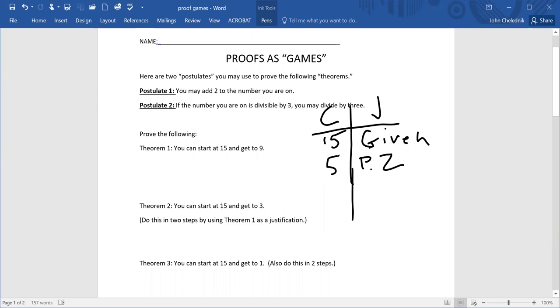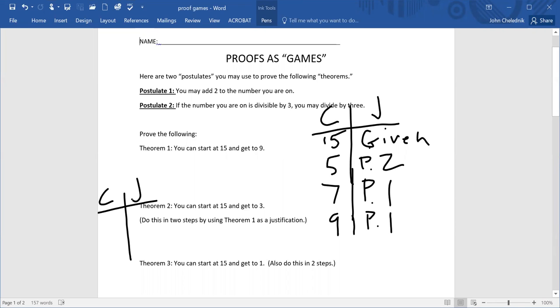Now postulate 1 allows us to add 2 to the number we're on. 5 plus 2 is 7. And if we add 2 one more time, we can get to 9. And there you have it. We have proven the theorem. We started at 15 and we got to 9. Very good. I'm going to do this next one right about here.